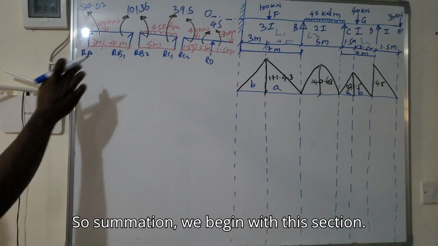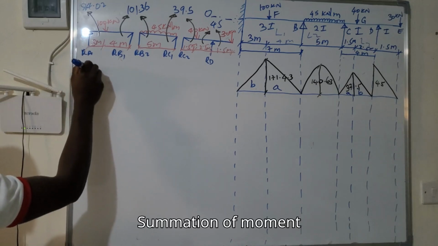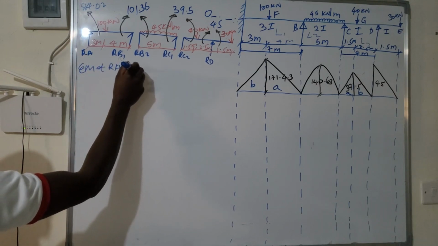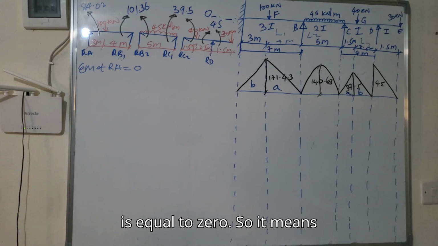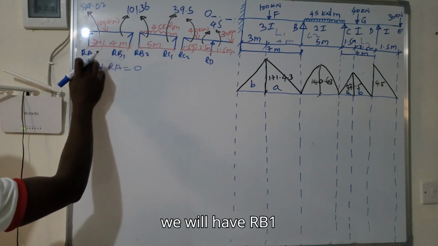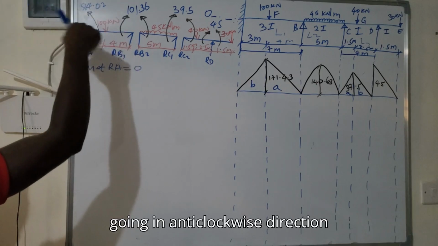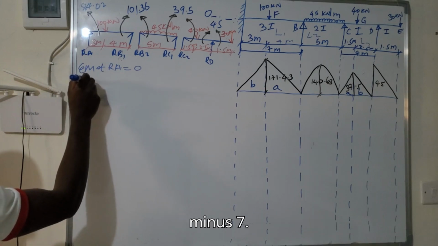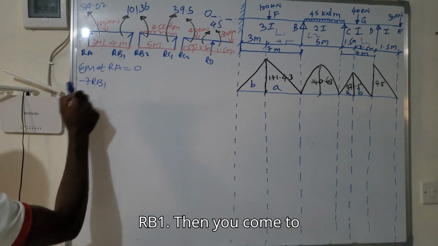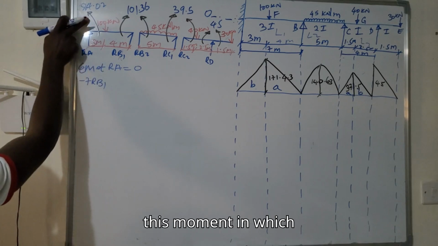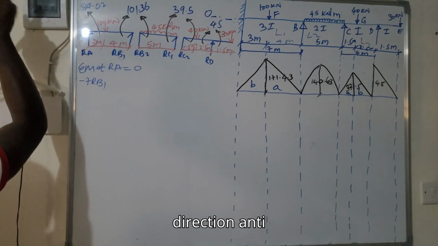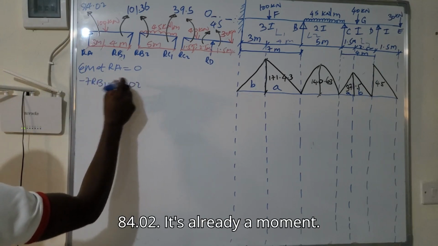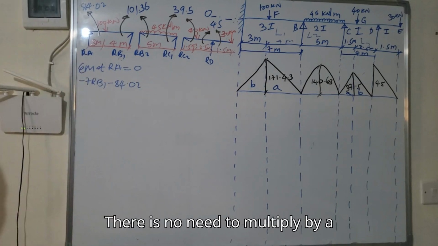So summation, we begin with this section. Summation of moment at RA is equal to 0. So it means we'll have RB1 going in anti-clockwise direction, and the distance is 3 plus 4. So this is minus 7 RB1. Then you come to this moment, in which direction? Anti. Minus 84.02 is already a moment. There is no need to multiply by a distance.